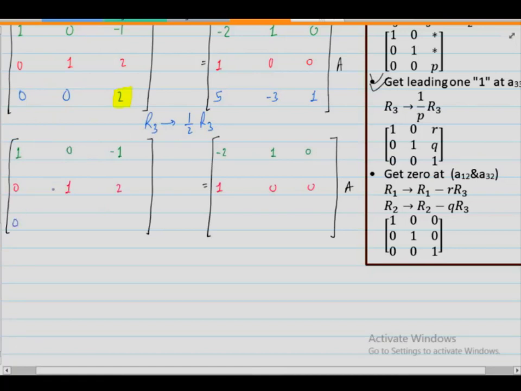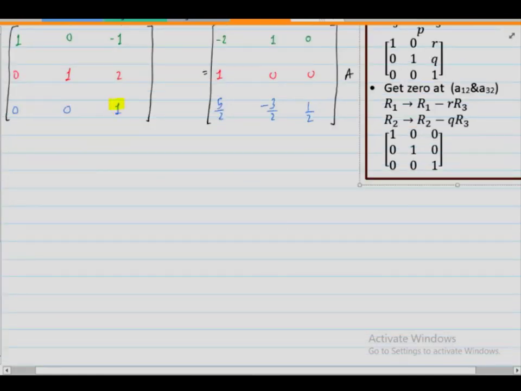The third row will be 0 by 2, 0 by 2, 2 and 1. Here we'll get 5 by 2, minus 3 by 2 and 1 by 2. So finally we get leading 1 at a33, as well as R and Q, which will be helpful to get 0 at a13 and a23. In the operation R1 gives R1 minus R, or we can say minus 1.